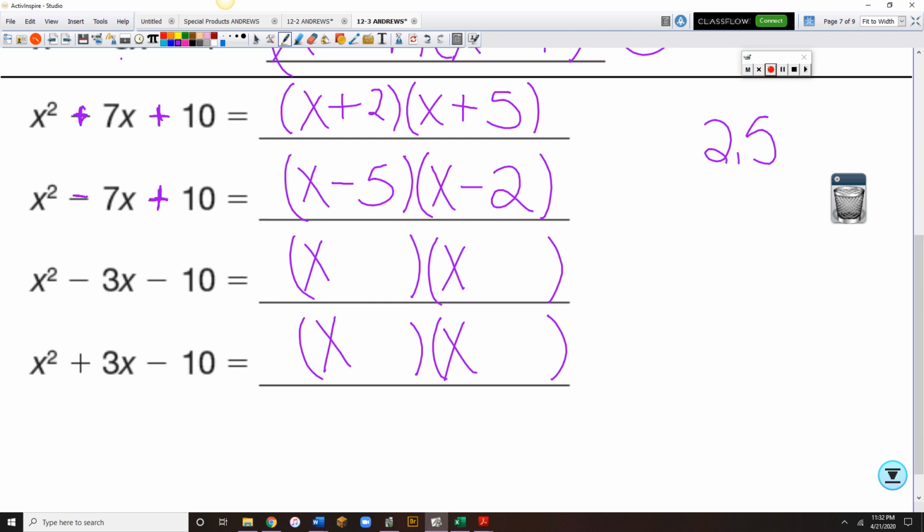In the next two, my 10s are both minus. So one minus, one plus. I'm still using the numbers 5 and 2, okay? But I have to think about which one gets the plus, which one gets the minus, where do they go? I can't just plug them in wherever because the signs are different. I need the sign to come out correctly for the 3x. So if the 3x here is a minus, then the larger number, 5, is going to get the minus sign.